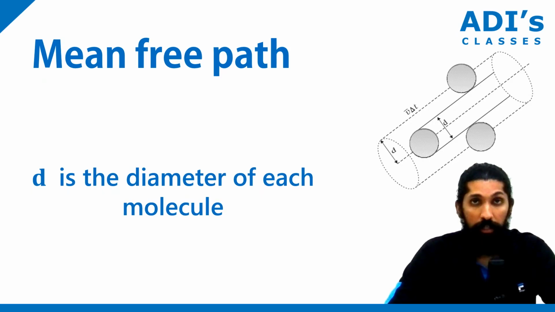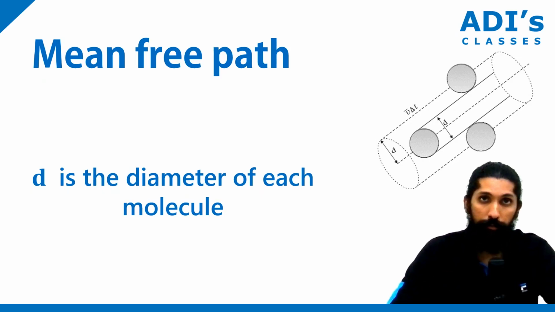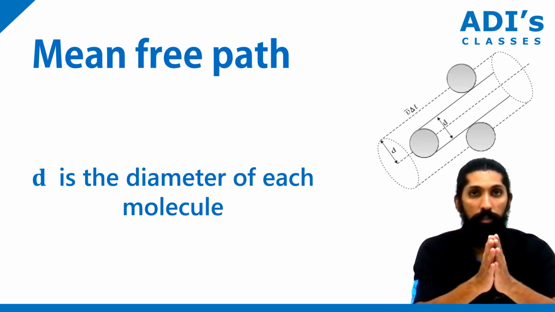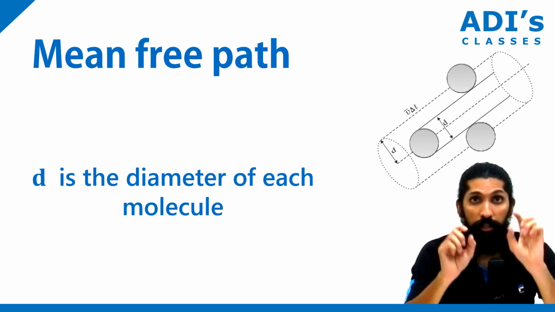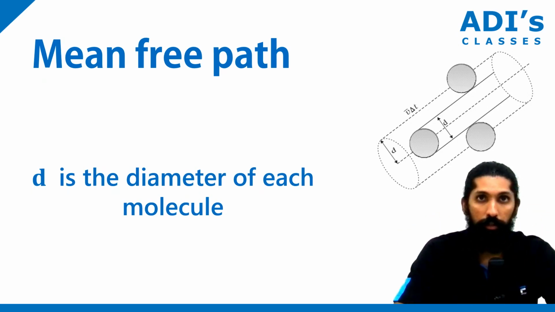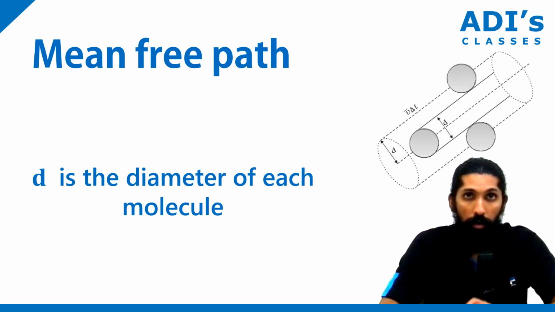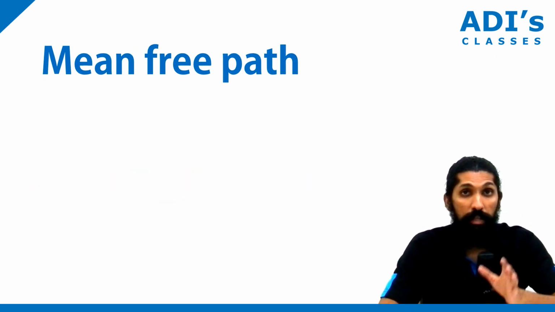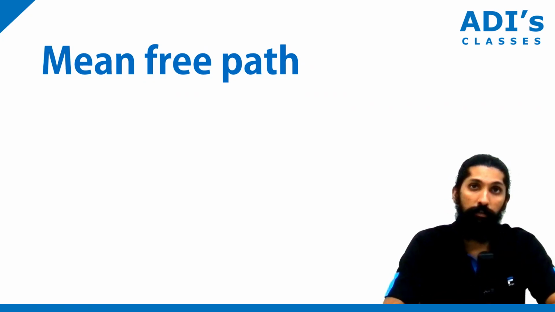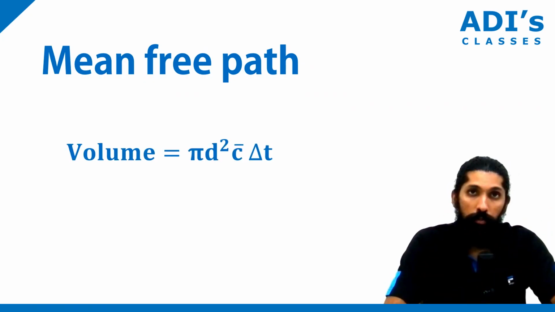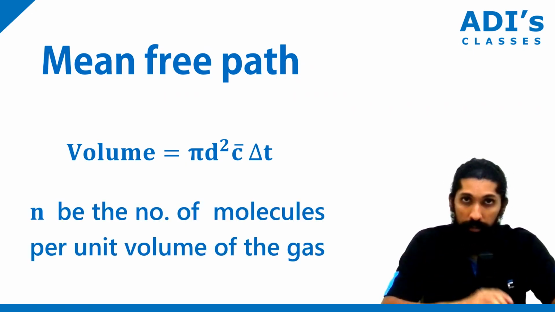Now d is the diameter of each molecule. See what's going to happen if another molecule comes within this d, then for sure there is a collision, correct? So whatever we are looking at has to be in terms of d. Now C bar is what? It's the average speed of the molecule, right? So whatever volume we are taking is going to be pi d square into C bar into delta T. Delta T is the time, isn't it?